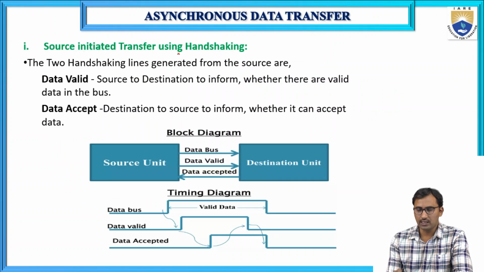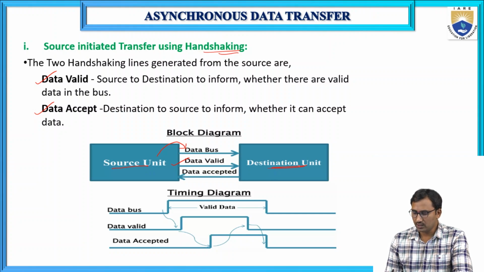Here in the source initiated transfer using handshaking, two control signals are there. One is data valid and the second one is data accept, in addition to the data bus. So this is the source unit and the destination unit. Initially the source unit will place data on the data bus, and after that the source unit will send a data valid signal to the receiver or destination unit.